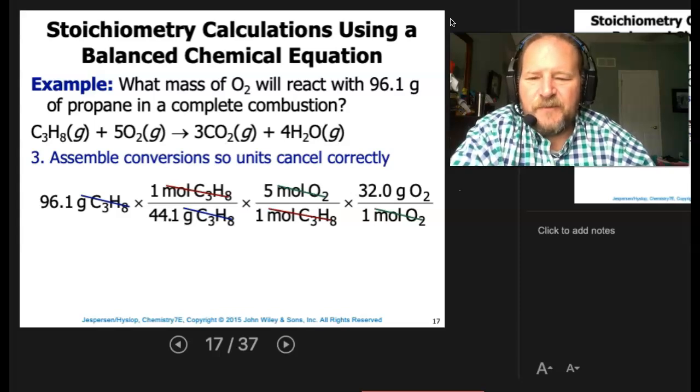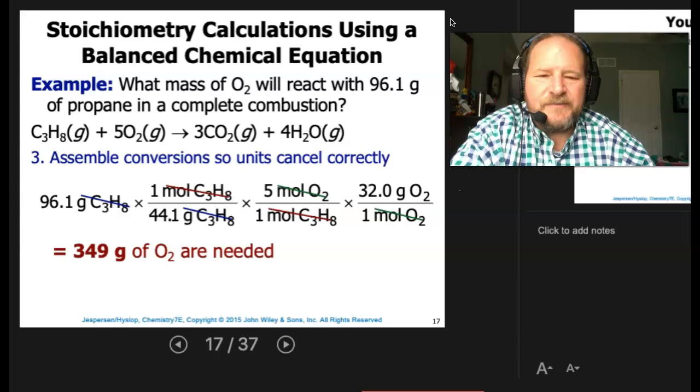So we're going to take 96.1, divide by 44.1, multiply by 5, multiply by 32, and that should tell us we need 349 grams of oxygen for this reaction to go.